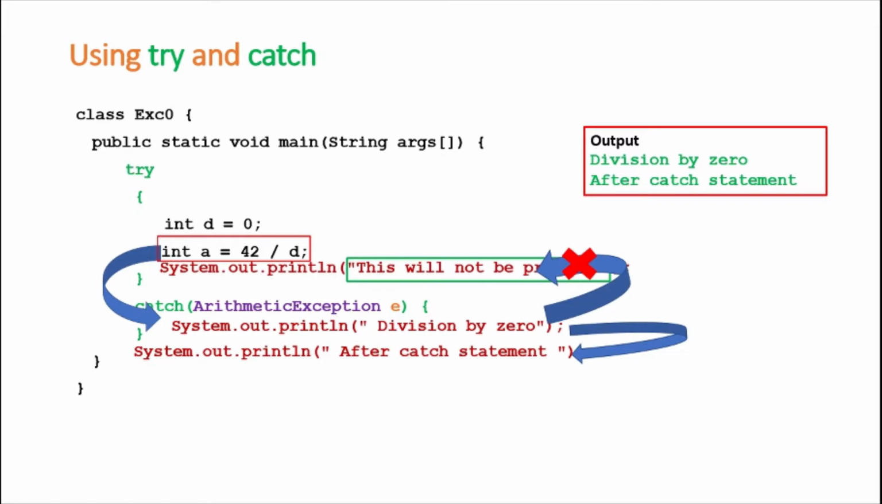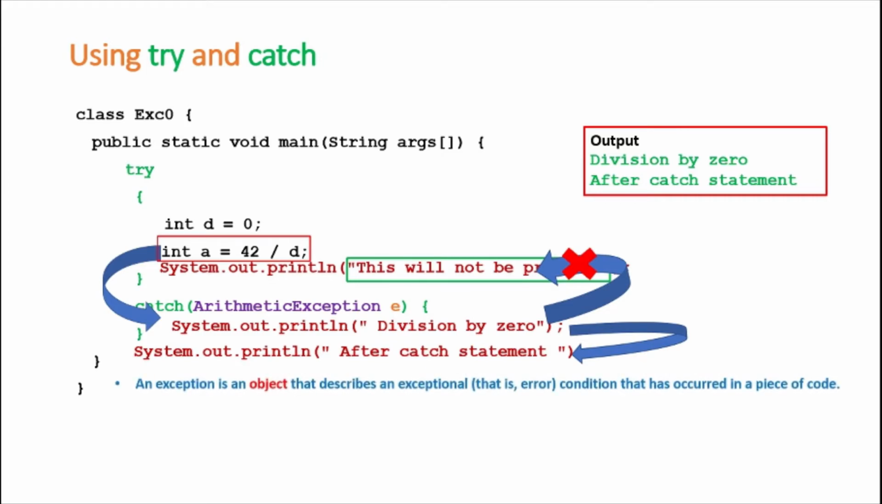Finally, I would like to summarize. An exception is an object that describes an exceptional condition that has occurred in a piece of code.